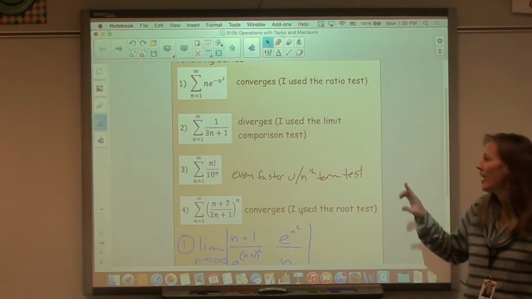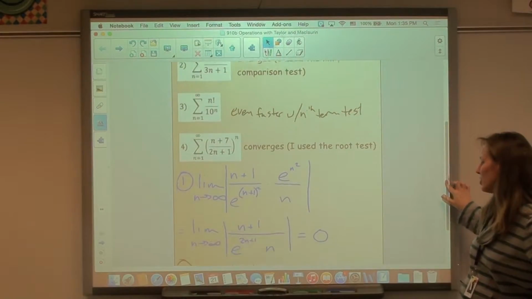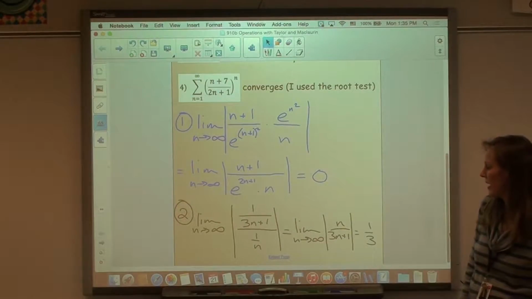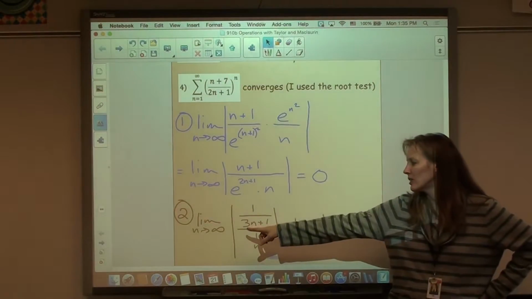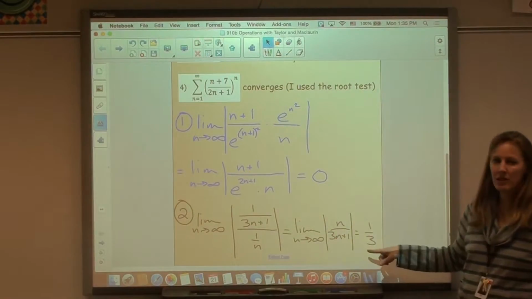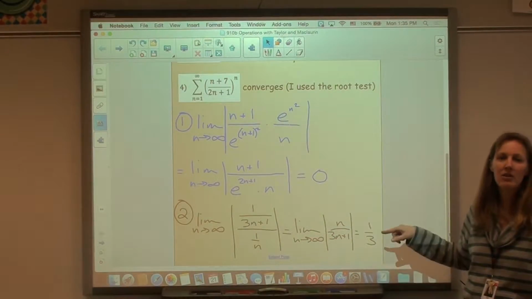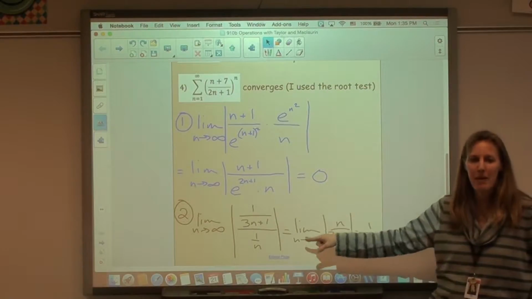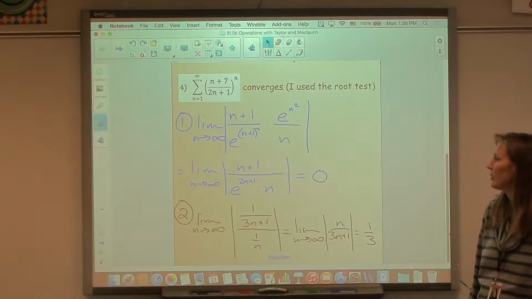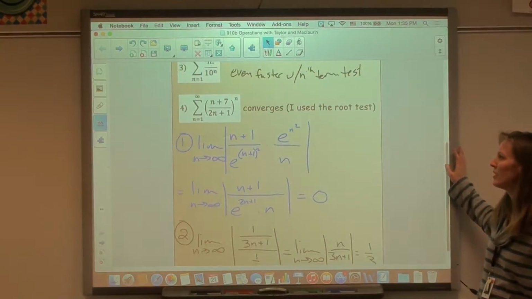Okay, any of these, I worked out the first 2 right there. Remember guys, if you do the limit comparison test for number 2 and you get an answer that is positive and finite, that doesn't mean converge, it means they match, right? They match. So, okay. Good. Any other questions on the warm-up?